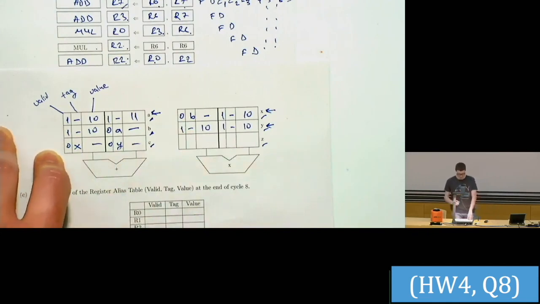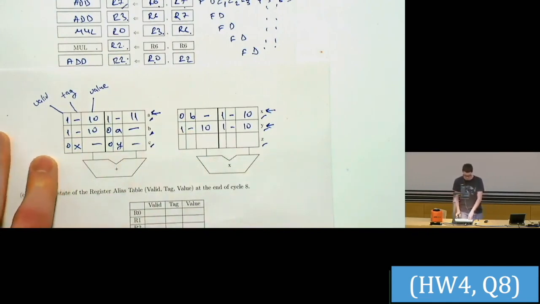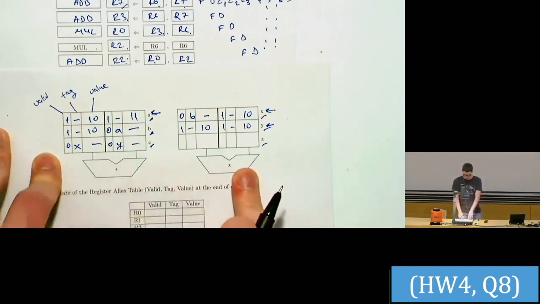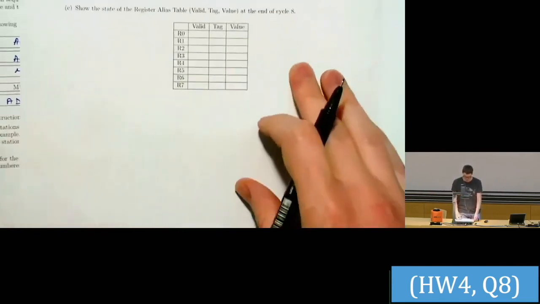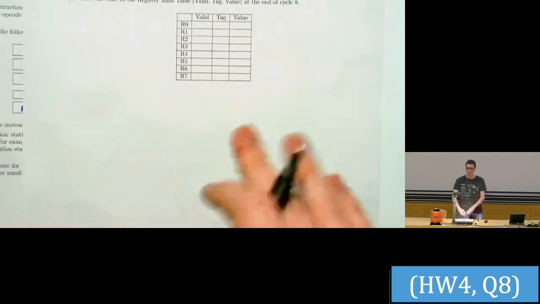Okay, so we kind of did it decoupled, but at the same time, when you are filling those reservation station entries, you can also update the register alias table, but it was difficult for me to fit both pieces of paper at the same place.